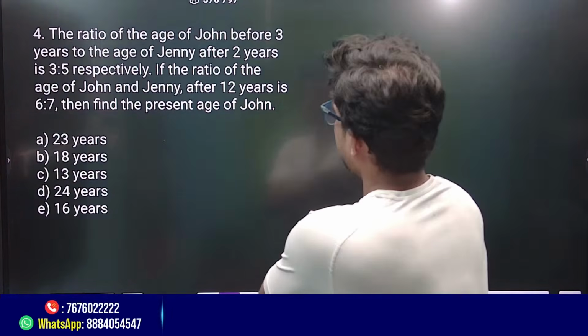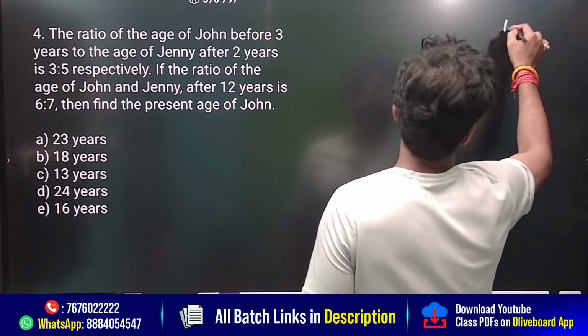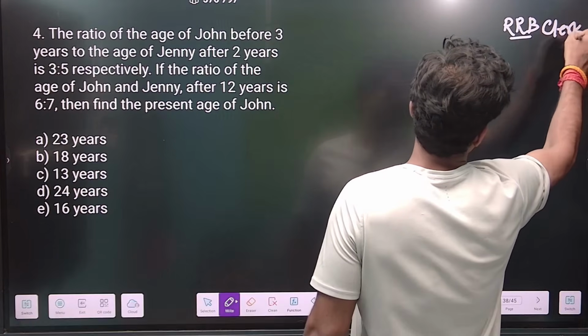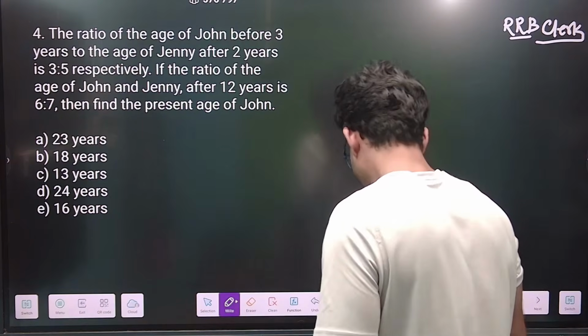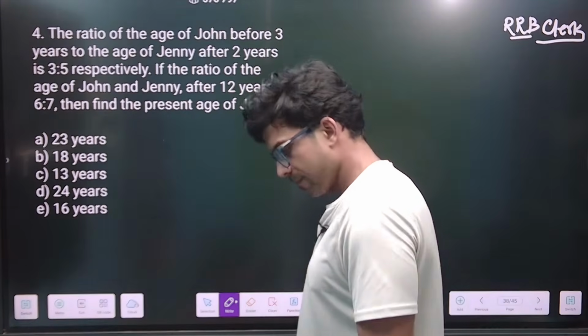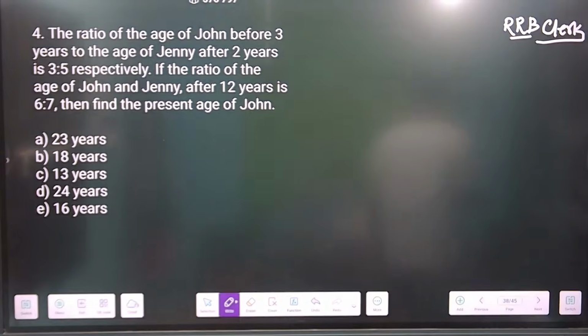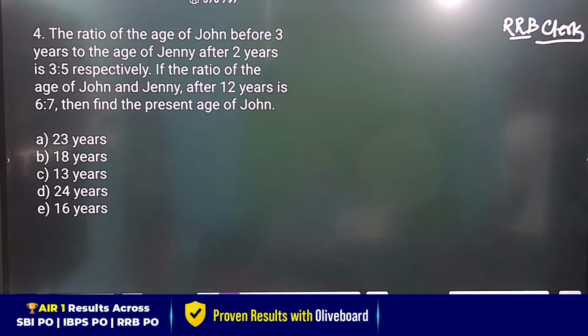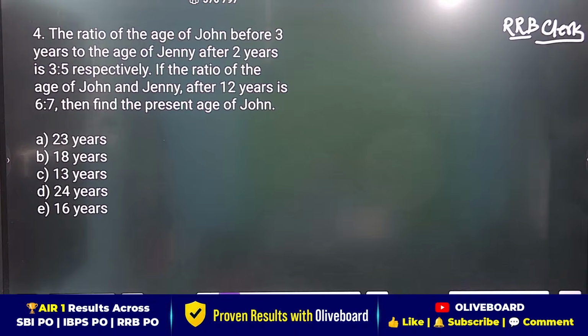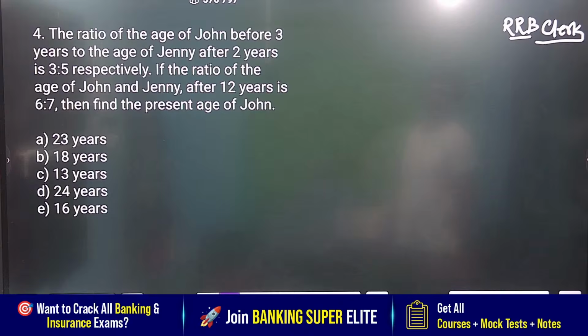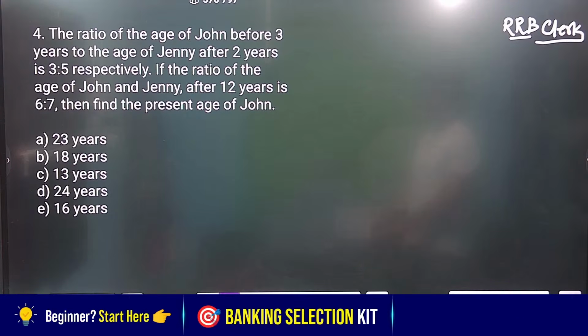This is basically RRB clerk. Give a try. I'm not saying that you should solve, but at least give a try. I will be solving now. Now the ratio of age of John 3 years before to the age of Jenny after 2 years is 3:5.